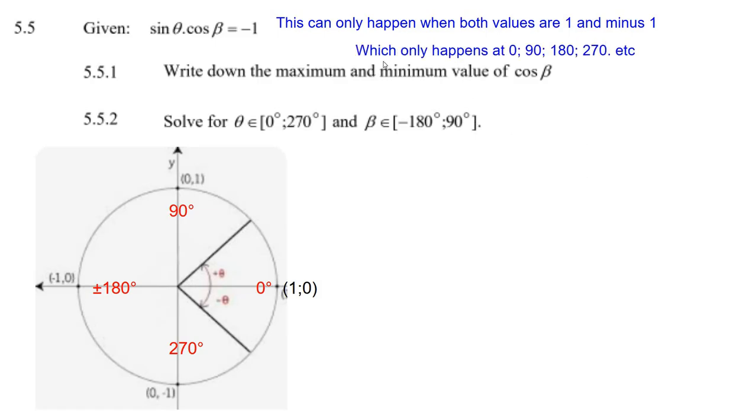And it's only going to happen at 0, 90, 180, and 270. So that's the key to your thing. Cosine goes as big as 1 and as small as -1. That's an easy one. But how are we going to put in values that make this right? Well, all you do is try it.